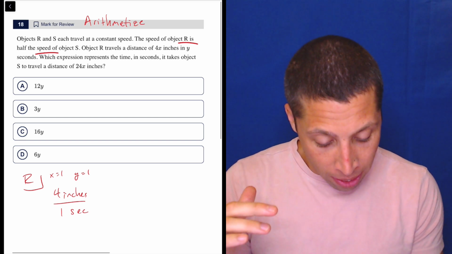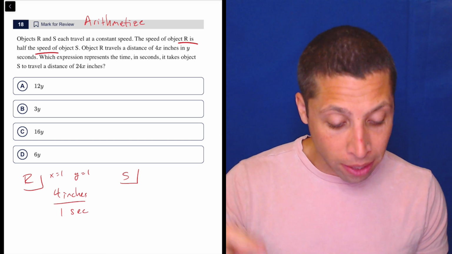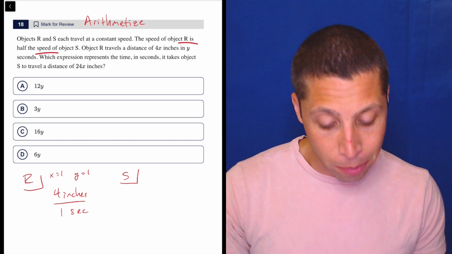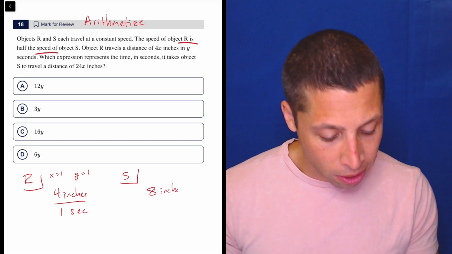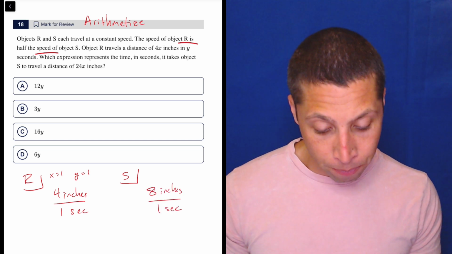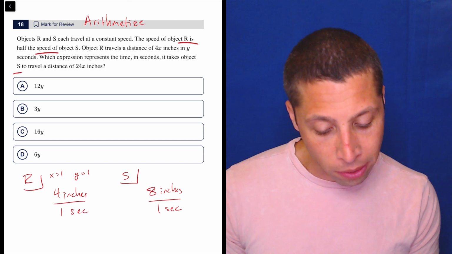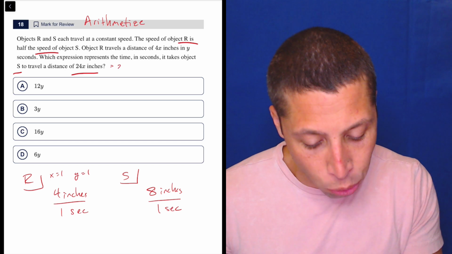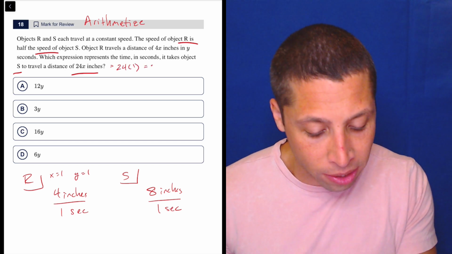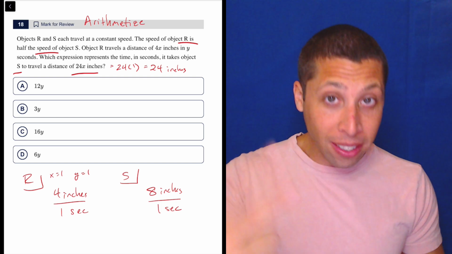So that's R. Now S is going to be traveling at double the speed, right? The speed of object R is half the speed of object S. So S is now going to be 8 inches per second. Okay. Which expression represents the time in seconds it takes object S to travel a distance of 24x inches? But it's not 24x, it's now 24 because we made x 1, so this is 24 inches. So I can just think about this, right? That's how easy this is.